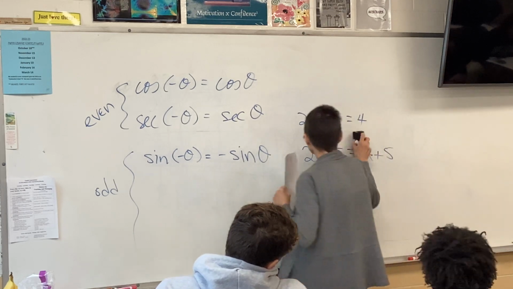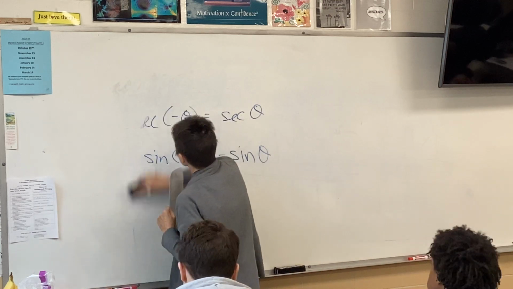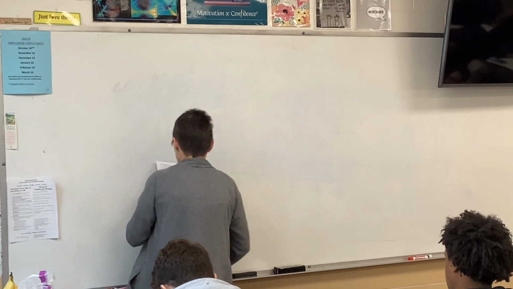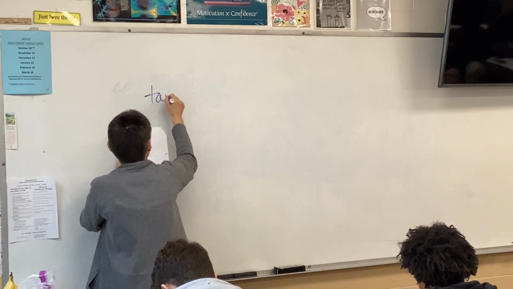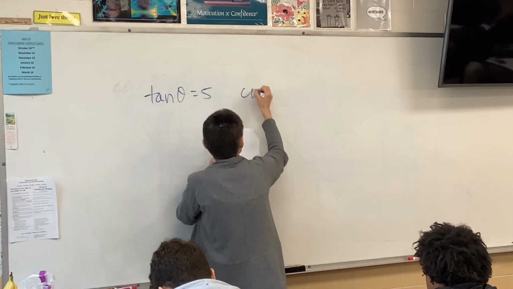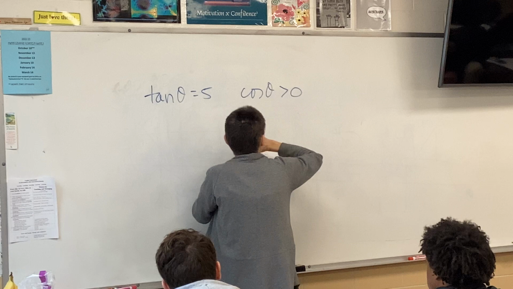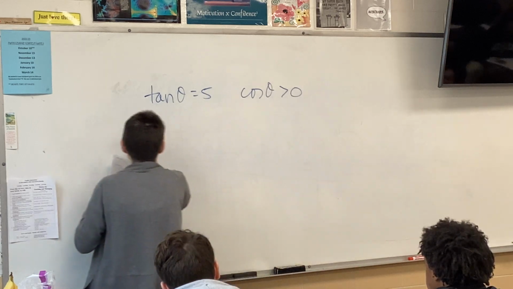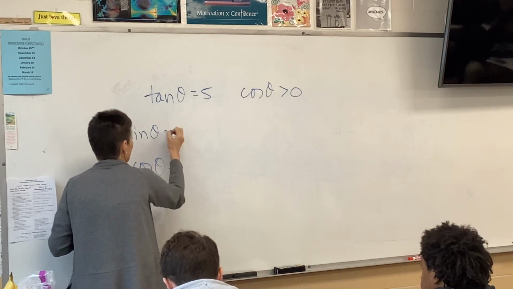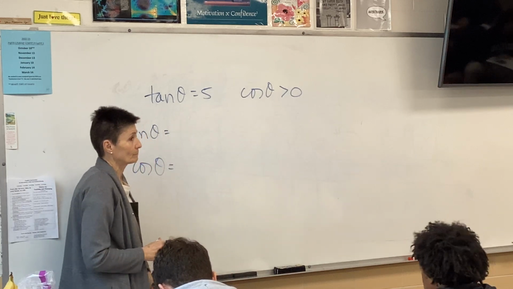12 o'clock. All right, so let's look at this first problem. It's more of a review problem than anything else. It says the tangent of some angle is 5, and the cosine is positive, and your job is to find the sine and the cosine. We had some of these in the last unit. This is a review.